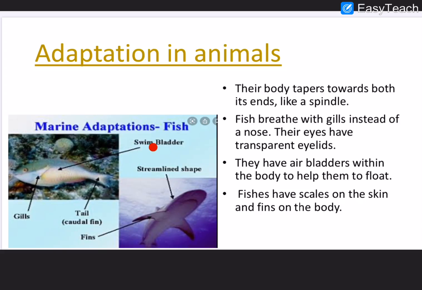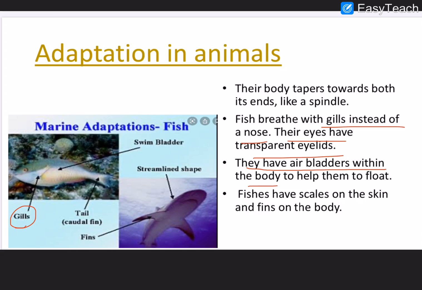Adaptation in aquatic animals or marine adaptations. So the body tapers towards both its ends like a spindle. Fish breathe with gills instead of a nose. You can see the fishes have gills. So the fish breathe using gills instead of a nose. Their eyes have transparent eyelids, so that they have vision even if they have closed the eyes.